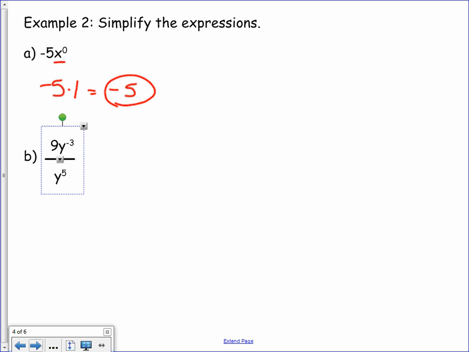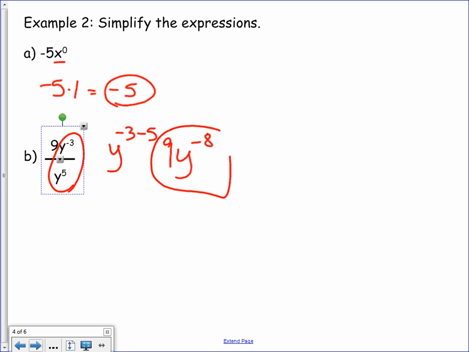Now here, we're taking 9 times y to the negative 3rd divided by y to the 5th. We have to remember the quotient of powers property for this part. Our same base is y, and we have to do negative 3 minus 5. What is negative 3 minus 5? Negative 8. So we have 9, because we still have this 9 out here, times y to the negative 8.